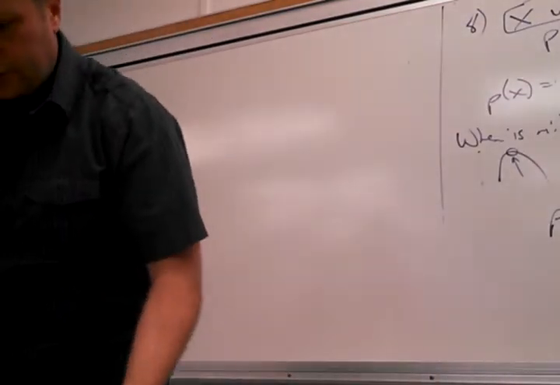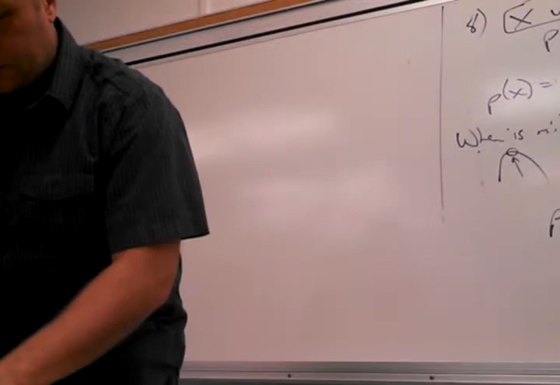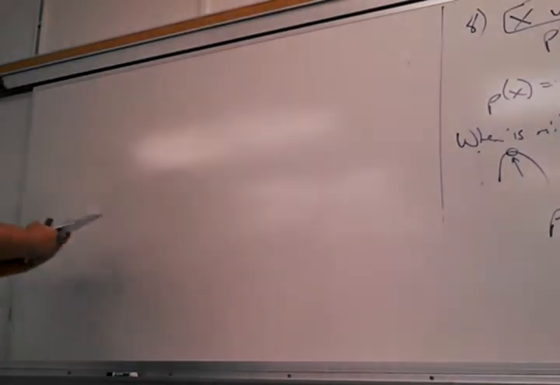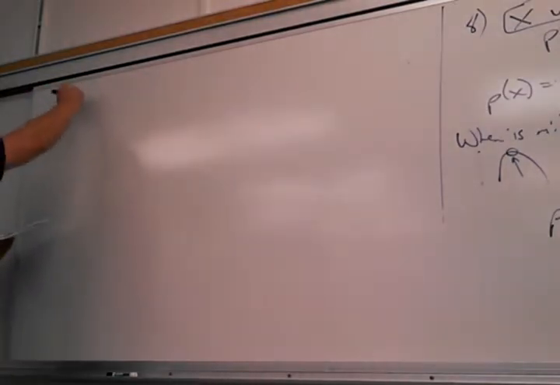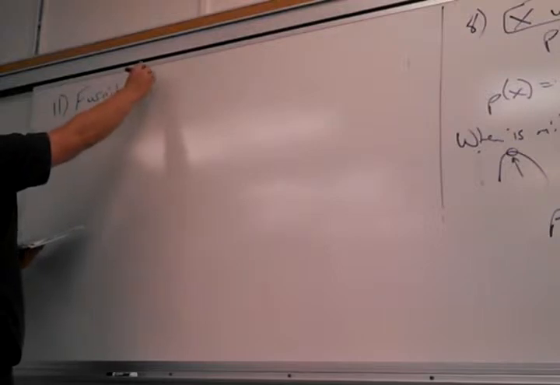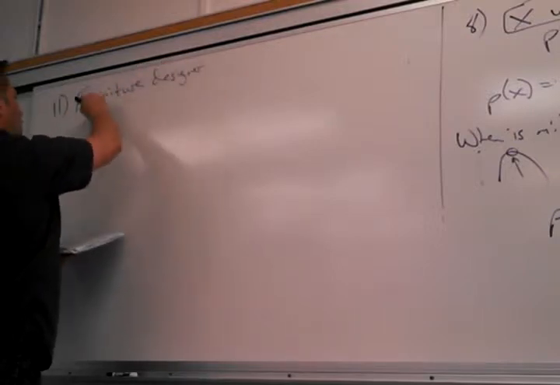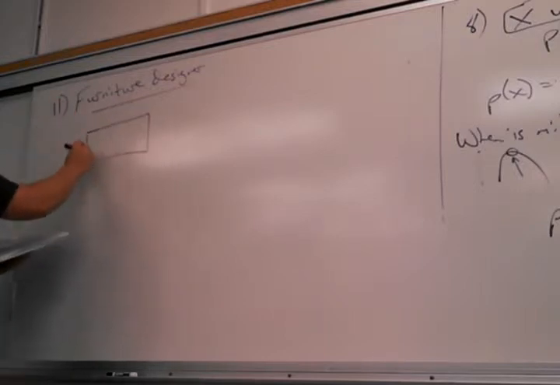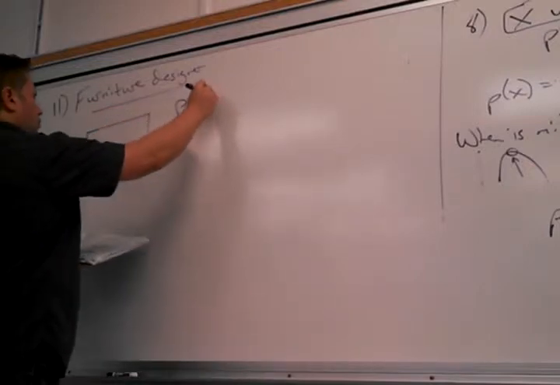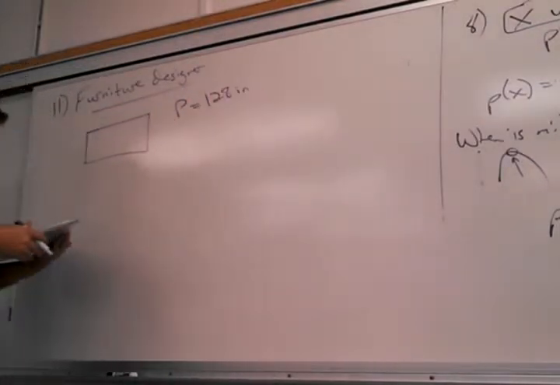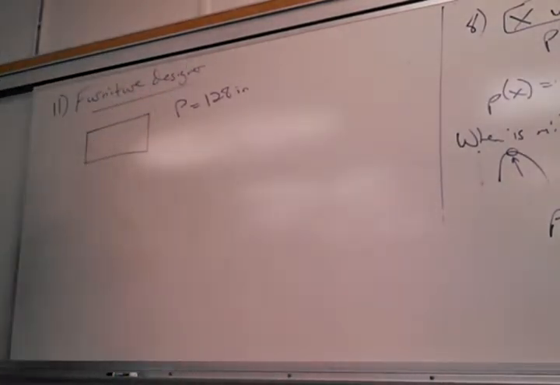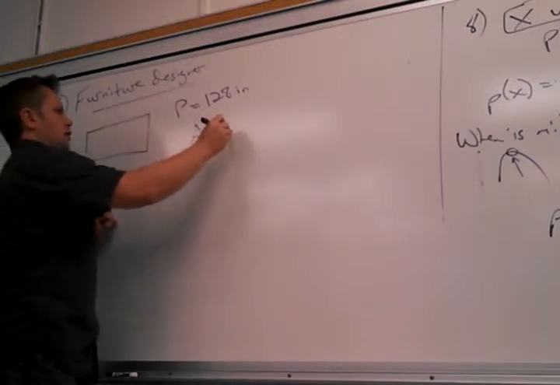All right. So let's do one now where we have to create our own. Like number 11. Number 11, we got a furniture designer. He wants to make a rectangular table. We're going to look at it from above. And he wants it to have a perimeter of 128 inches. So I want you to consider this, and I want to know what's the max area.